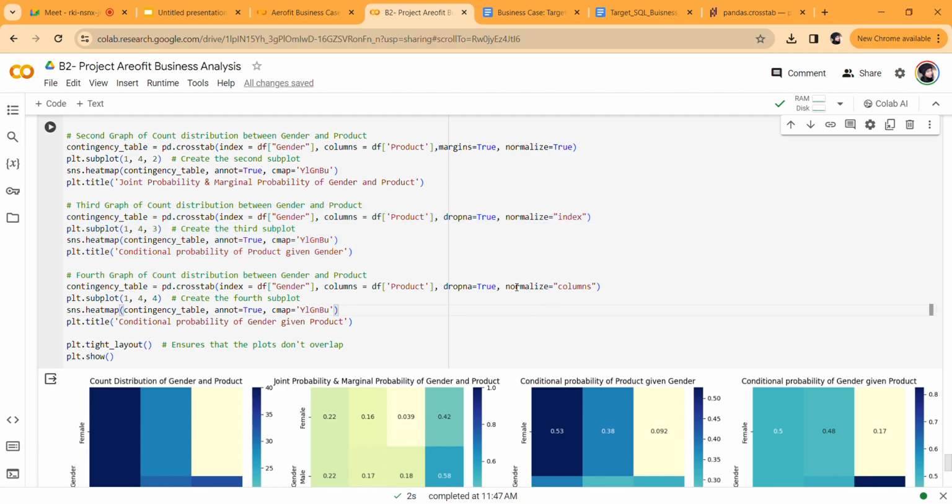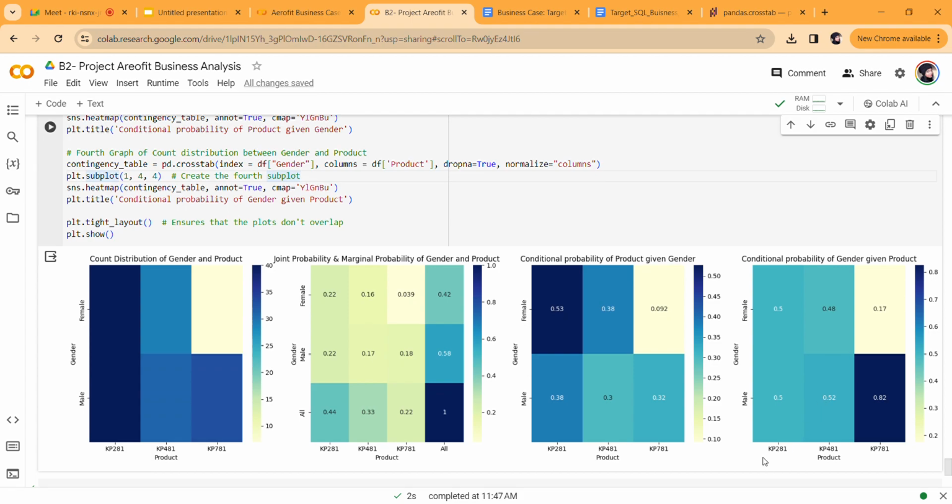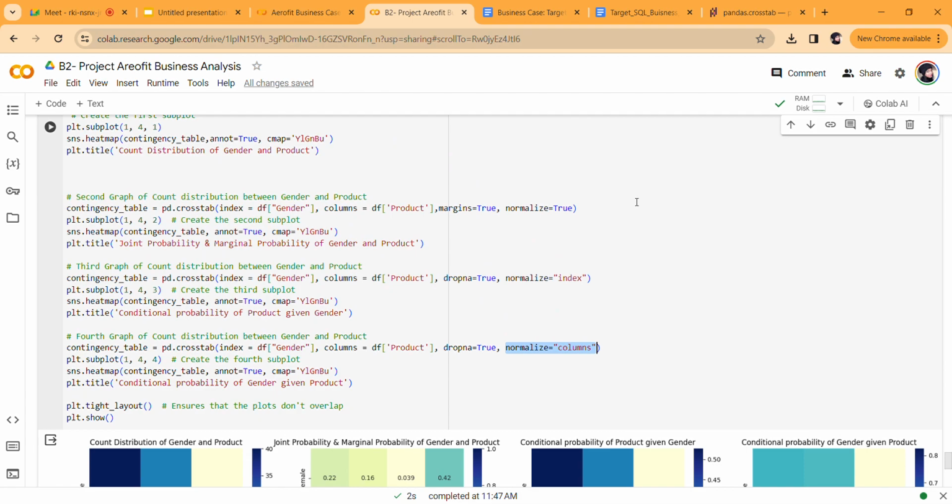And the fourth thing, normalize equal to column. In column you can see that I have passed the product. So given that it is a KP281, what is the probability that the person is a female or a male? By this code you can pass the condition of the probability that you wanted to see, and whatever you wanted to make as the given you can pass in normalize. Drop true you can remove, because by default it is true. We don't need it.